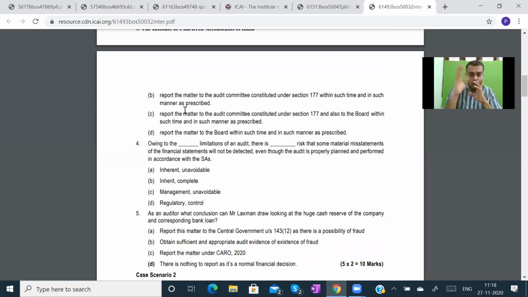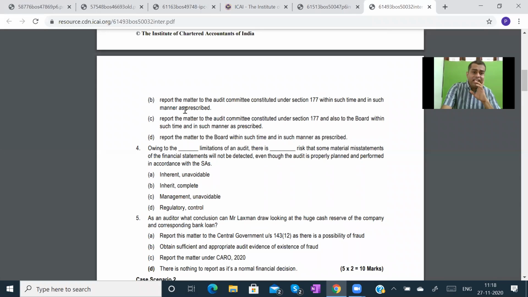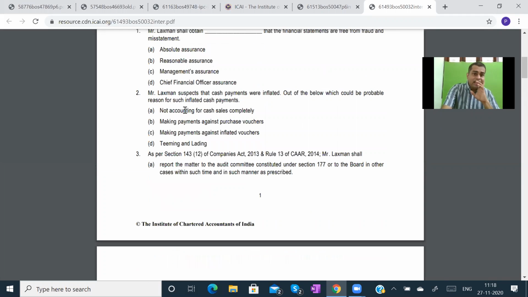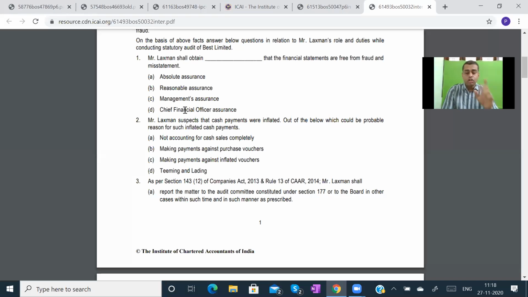No connection. Is there any connection between that case and question number 3? No connection. Is there any connection between the case study and question number 2? No. Is there any connection with the case and question number 1? No. Actually, these 4 can be normal MCQs also. Are you getting my point? These 4 questions can be general MCQs also. There is no connection between the case actually.